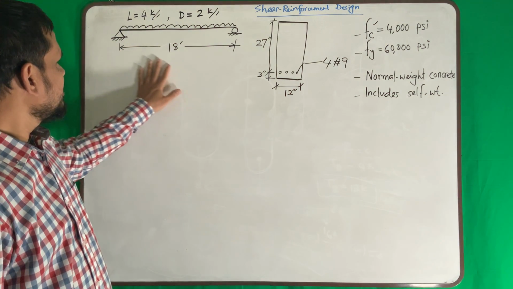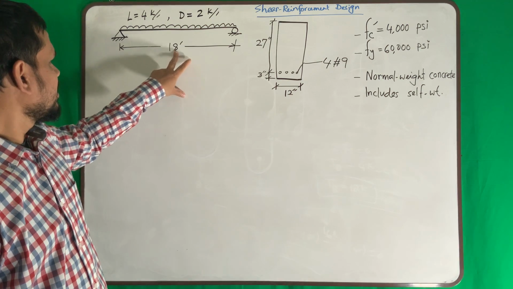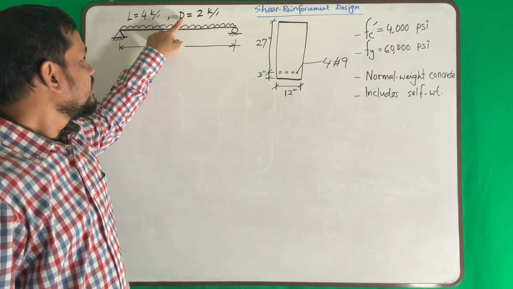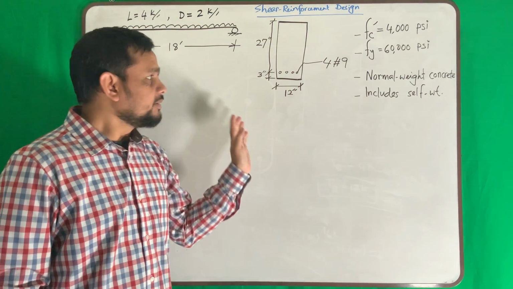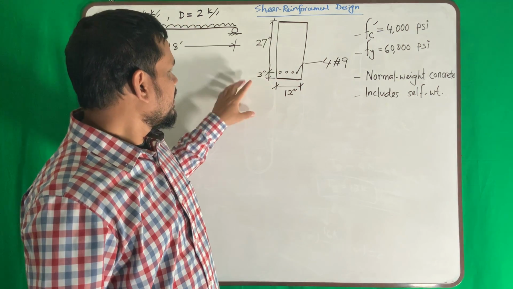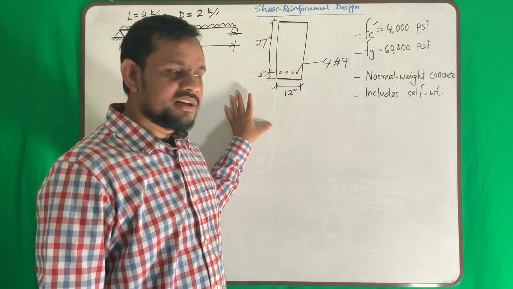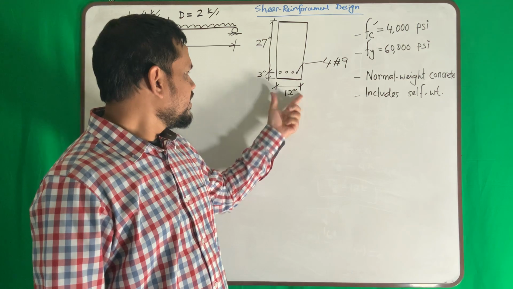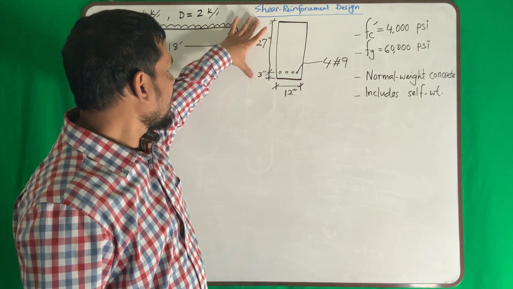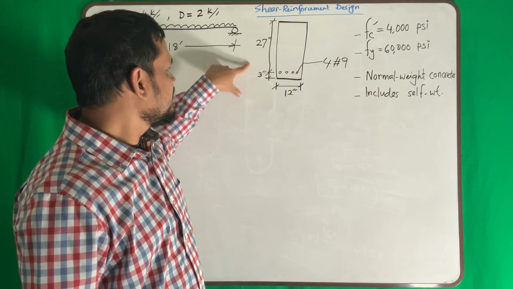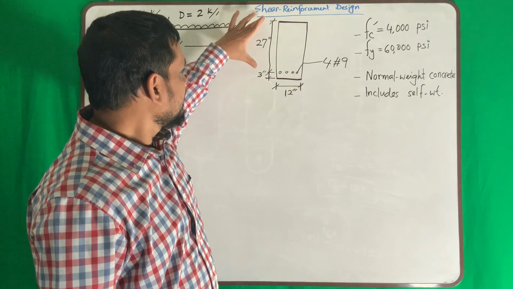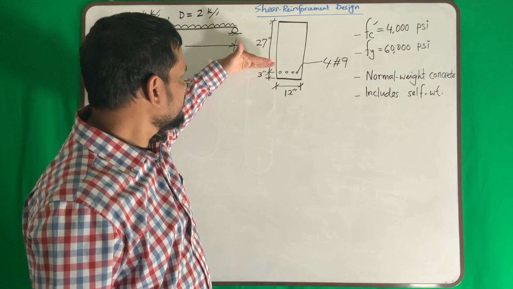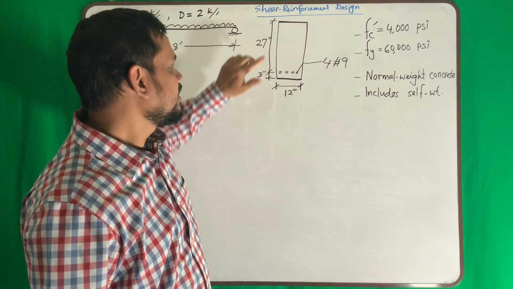So there is a beam here. It is 18 feet long. It has live load 4 kip per feet, dead load 2 kip per feet. And the section, based on the flexural design, we found that we need 4 number 9 bar. The width is 12 inch and the height is 30 inch, and the distance from compression face to the reinforcement is 27 inch.